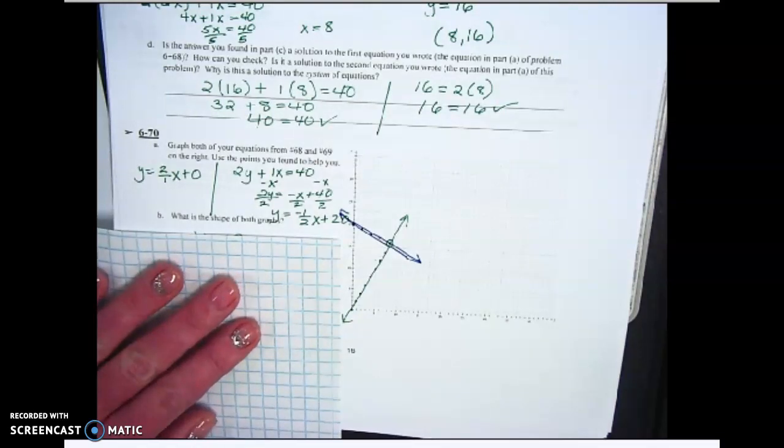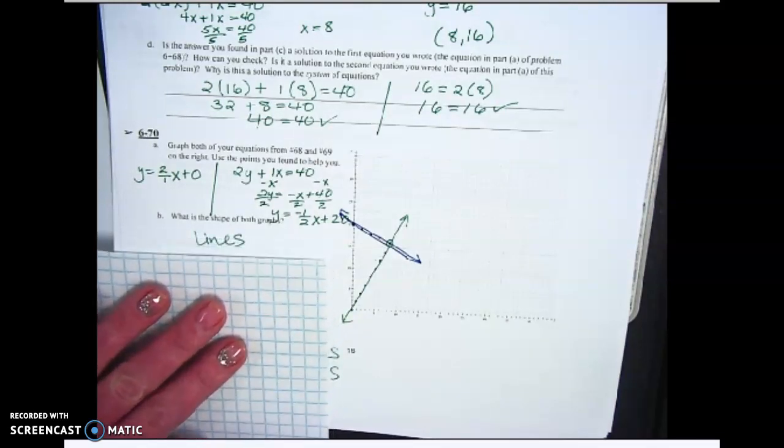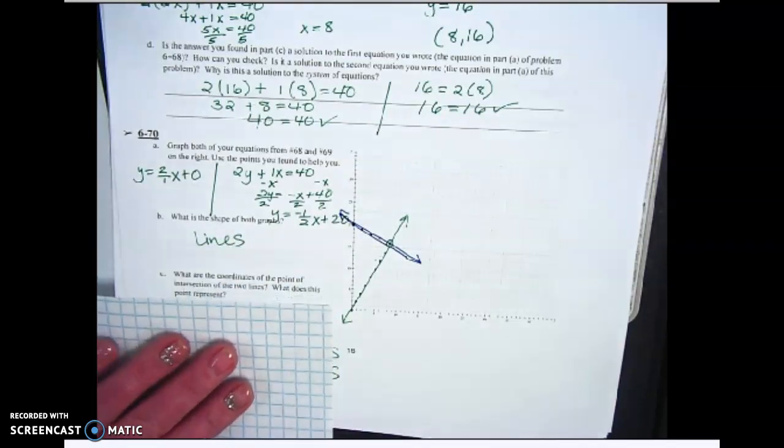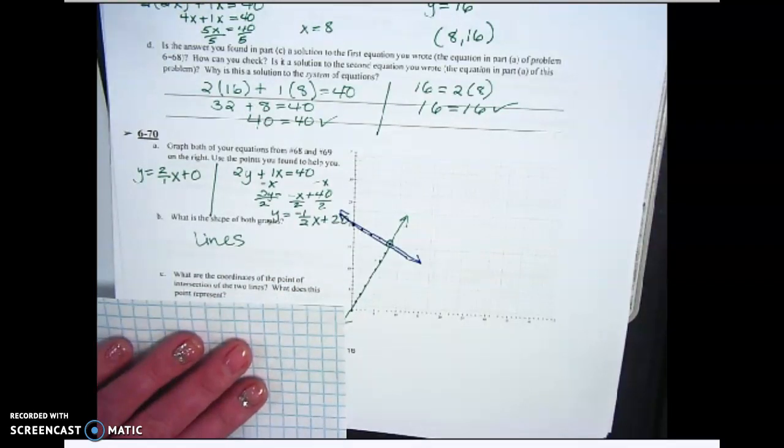Part B asks you, what is the shape of both graphs? They're both lines, right? Part C, what are the coordinates of the point of intersection of the two lines? Where do they cross right here? Where's that at? Count it out on your paper. Where's it at?